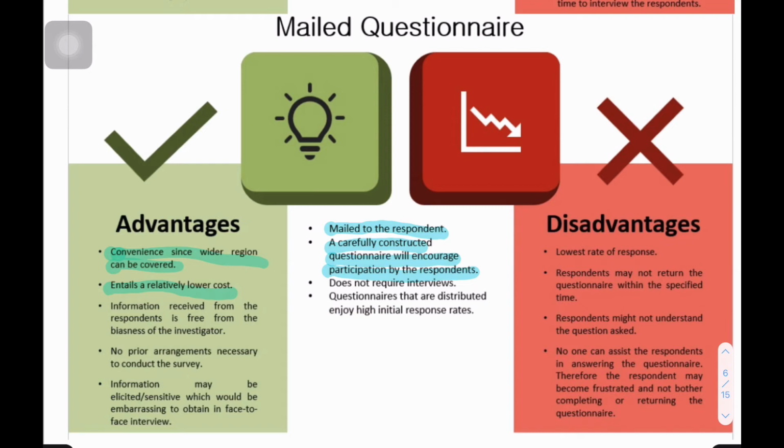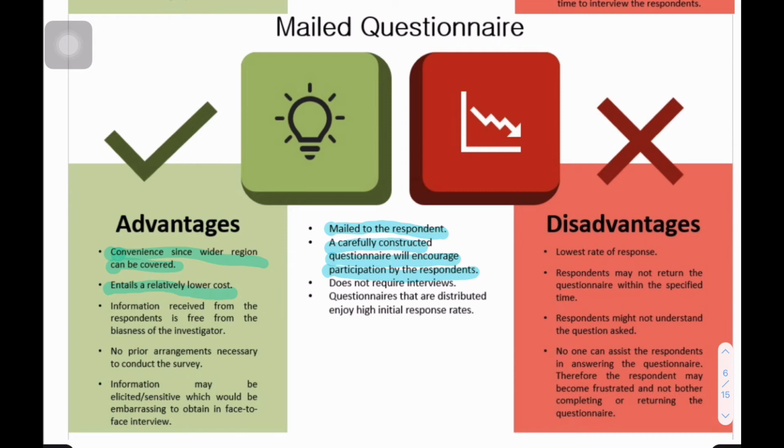Okay. Information received from the respondent is free from the biasness of the investigator. Maksudnya, kalau kita pergi interview kan, is either we interview them face-to-face, personal interview, or we interview them through telephone, somehow, kadang-kadang kalau dia nak jawab, dia akan fikir macam, apa yang interviewer ni akan fikir kalau aku jawab macam ni. Maksudnya dia terpengaruh oleh investigator tu, orang yang bertanya tu. Mungkin dia tak berani nak jawab secara jujur.